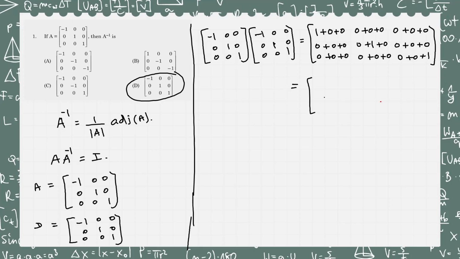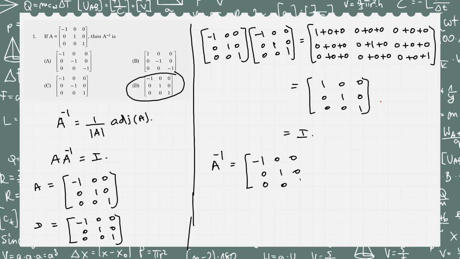So this gives you 1 0 0 0 1 0 0 0 1, which is the identity matrix, correct? So when we multiply the option given in D with A, we are getting I. So A inverse will be the matrix -1 0 0 0 1 0 0 0 1. So option D is the correct answer.